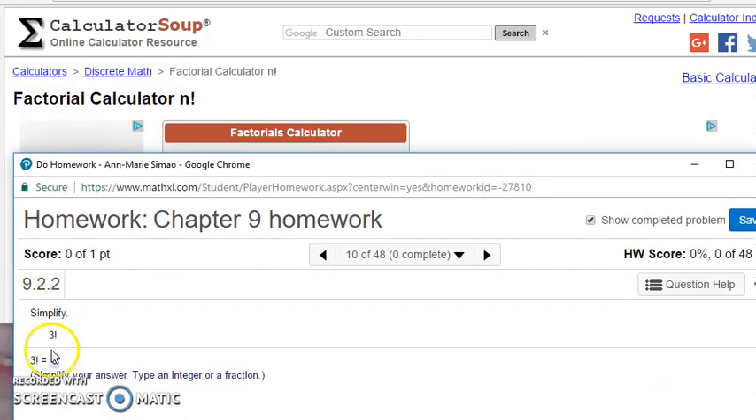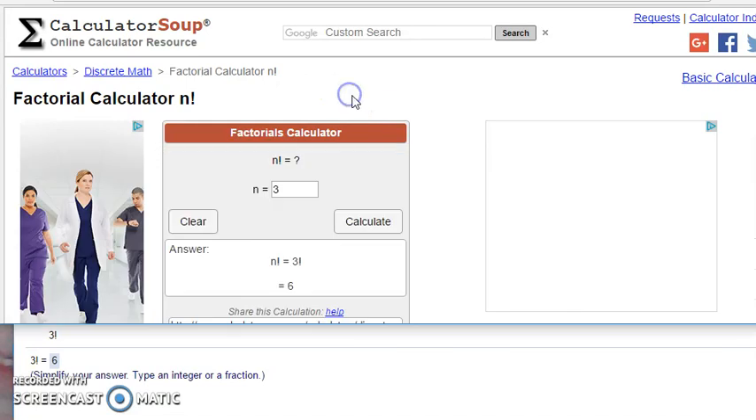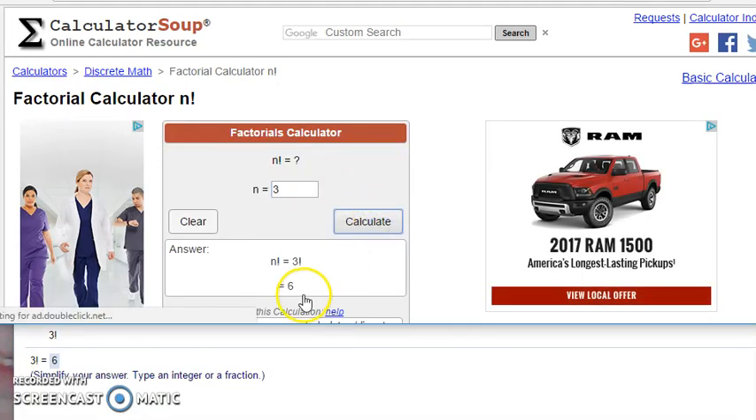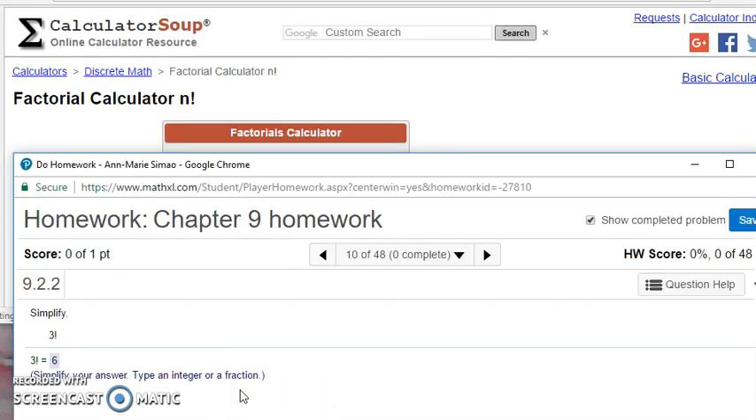So when you see this exclamation point, that means factorial. So 3 factorial is going to tell me to multiply 3 times 2 times 1. Well, 3 times 2 times 1 is going to be 6. You can also use a factorial calculator. If I put the number 3 in here and say calculate, it's going to tell me that it equals 6.